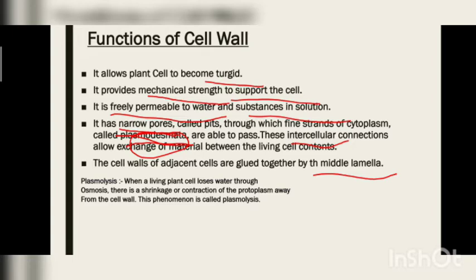You have to remember it. In an animal cell, if the cell shrinks, it's called a crenated cell, and in a plant cell, it's called plasmolyzed. Okay.